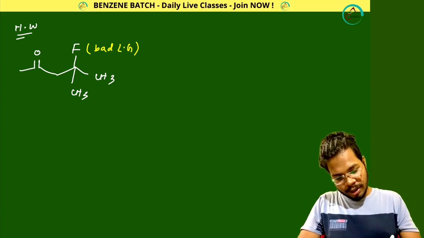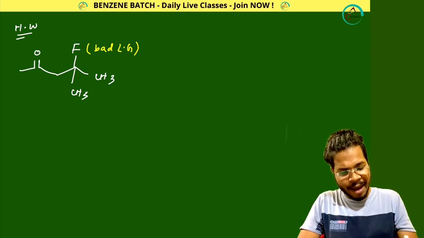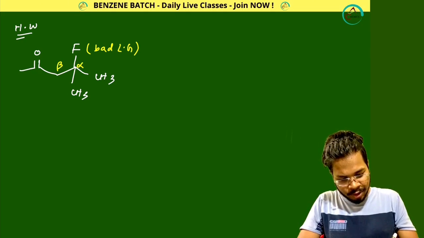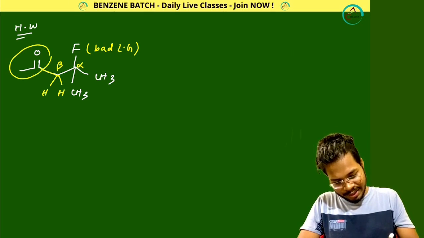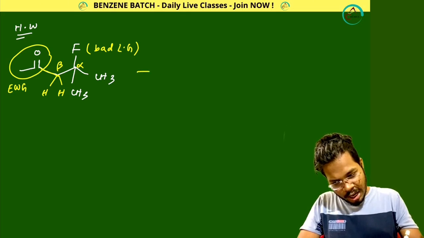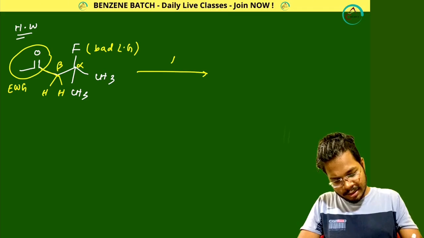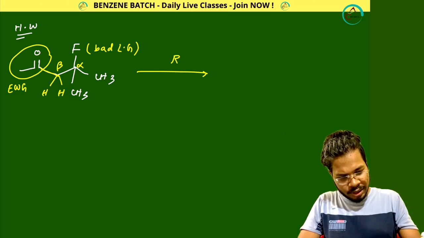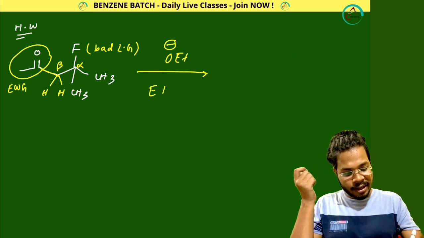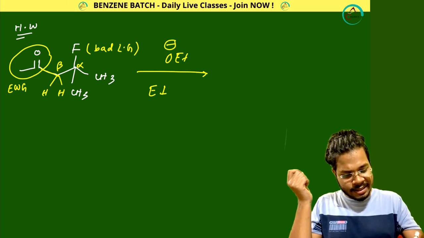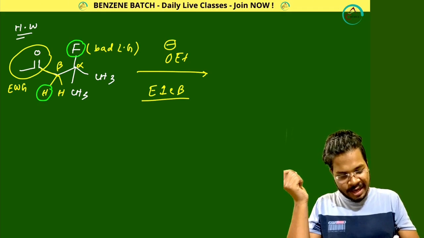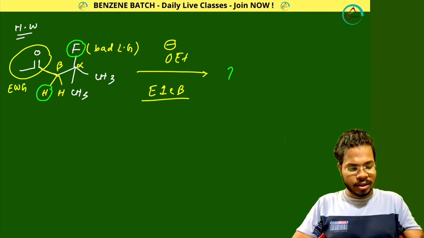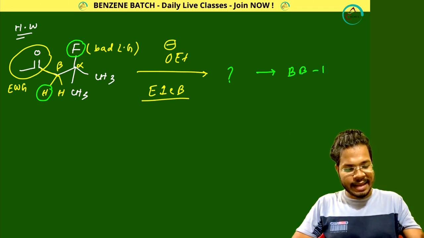So this is your homework. I am giving you the hint. This is your bad leaving group, alpha carbon, beta carbon. The beta carbon has two hydrogens, and with this beta carbon one electron withdrawing group is attached. I am using the same base, take OEt minus base, and do the E1cB mechanism. How do you understand that this reaction will go through E1cB? Because the leaving group is bad and you have to abstract this hydrogen first. So this is your homework. Solve it and send it to the Benzene batch.